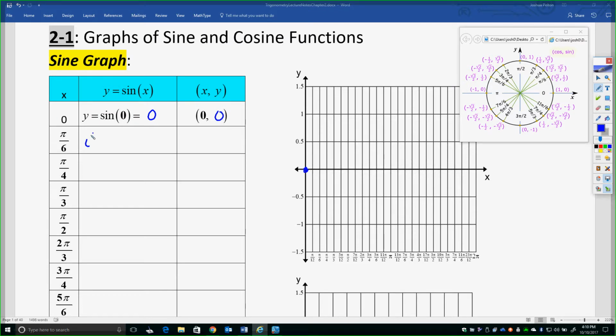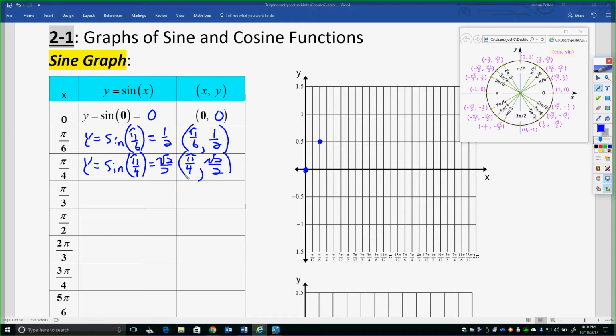Next one, y equals sine of pi over 6, and we get 1/2. So at pi over 6, we get 1/2. Next value, pi over 4: y equals sine of pi over 4 is root 2 over 2. So at pi over 4, we get root 2 over 2. We'll pause there on that one.